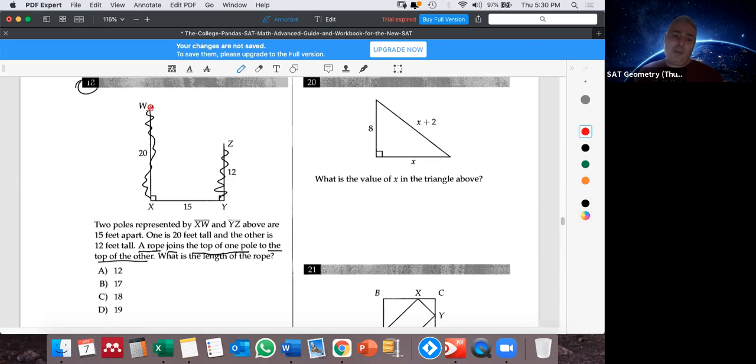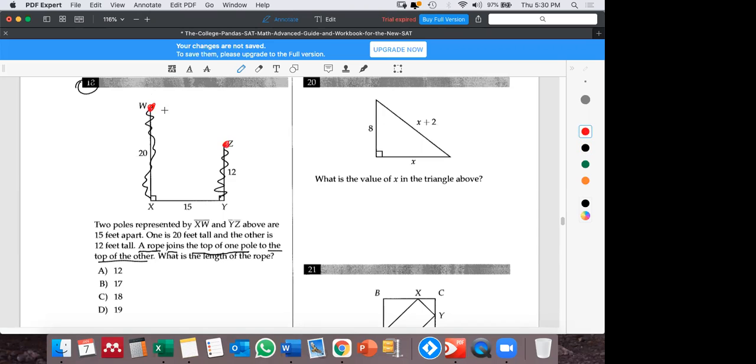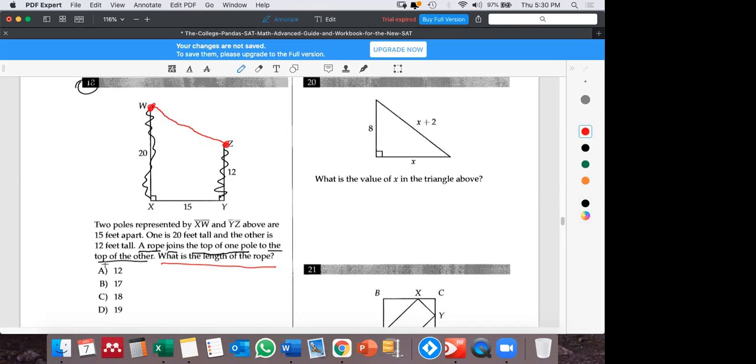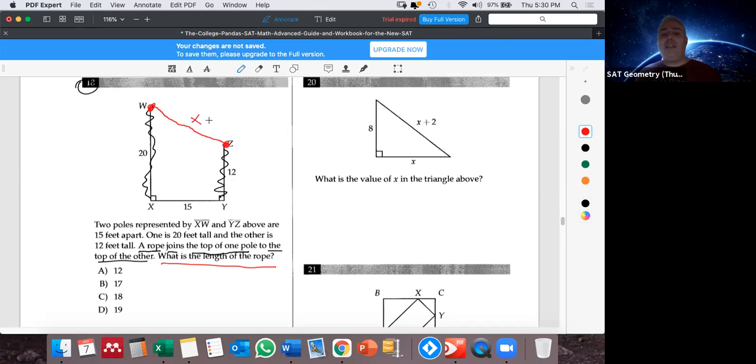Is this the top? Yes, this is the top. So we are using a rope and we are joining them. The question is, what is the length of the rope? So if I call it X, what is X? That's it. So what am I going to do? It is an extremely simple question.